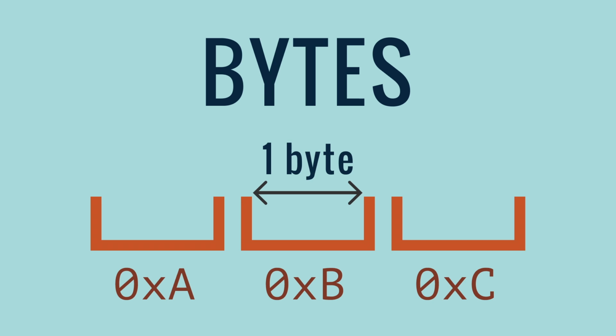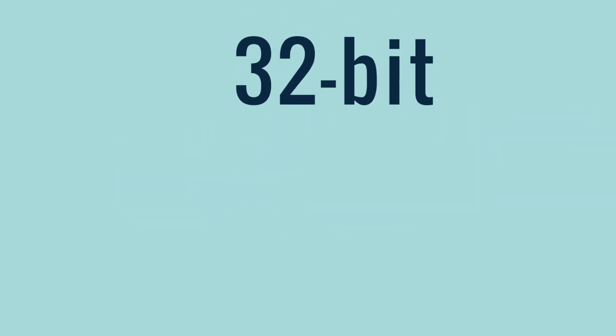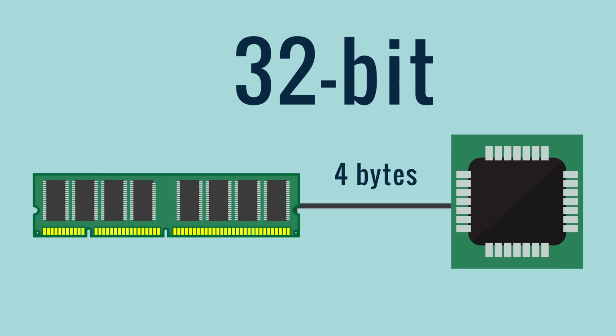This 1 byte can be any data. It can be pixels of a picture, audio, or just some text. If the process is 32-bit, then your CPU can access 4 bytes of data at a time from RAM. So let's see how an int data type looks like in RAM.